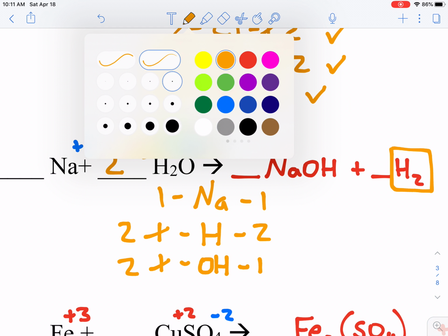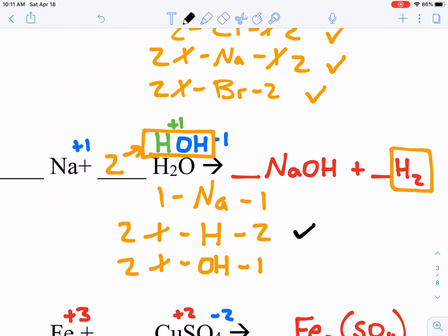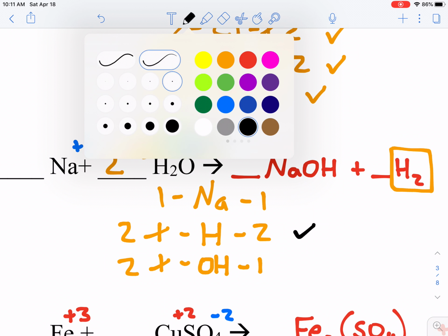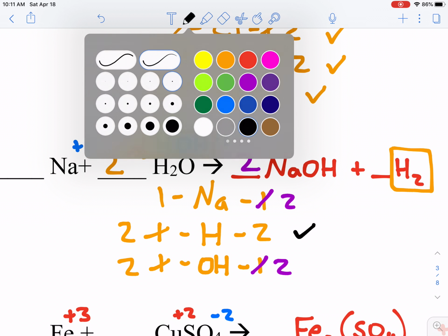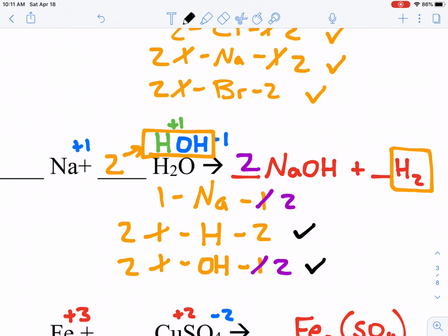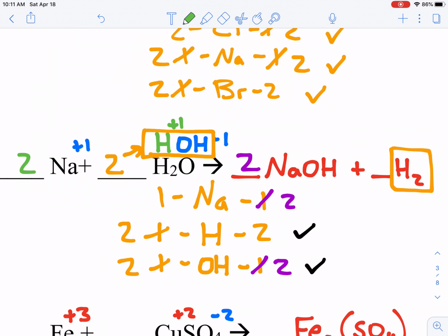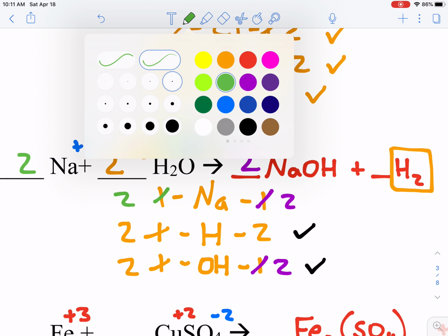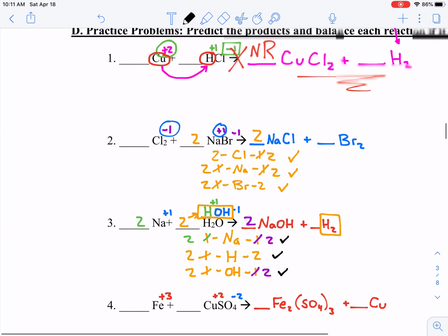So now we've successfully fixed our H's, but our OH's now have a problem. So now we have 2 OH's on the left. We got to get 2 on the right. How can we do that? We got to put a 2 here. That changes our OH's to 2, but it also changes our sodiums to 2. So we've successfully changed our OH's, but we've messed up our sodiums. So how can we finally fix it? Let's put a 2 in front of sodium here. That makes 2 sodiums on the left-hand side as well. Everyone's happy. Everyone is done.